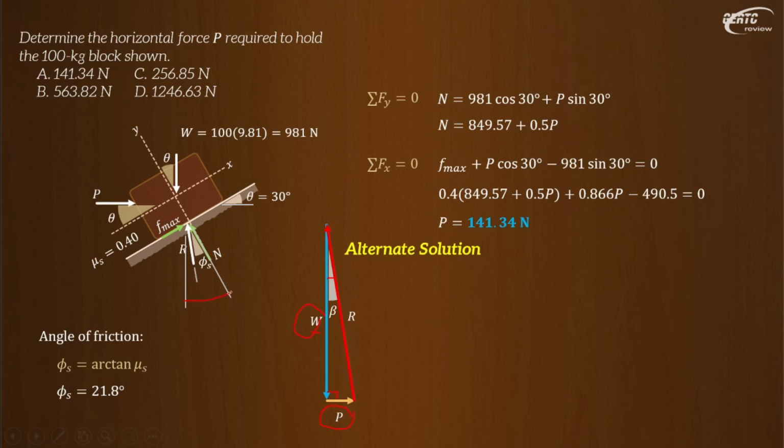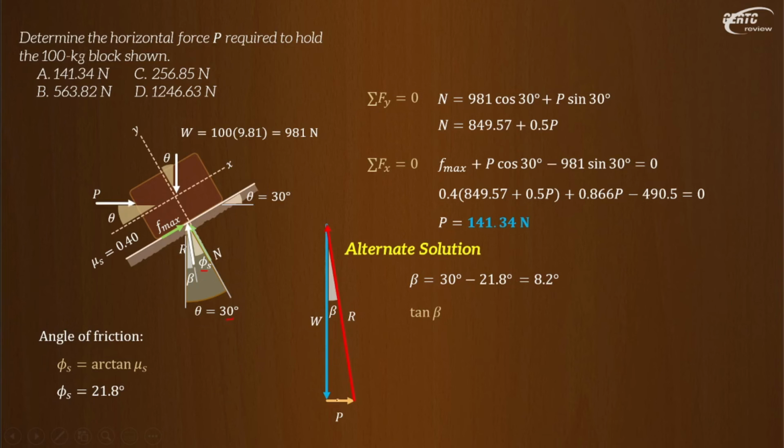This angle here is your 30 degrees, theta. This is the angle of friction. The angle of friction is always from the normal to the reaction. So this is the angle beta, the angle of R from the vertical. From this figure, beta is equal to 30 degrees minus phi, 30 degrees minus 21.8, so that's 8.2 degrees. So we have now the value of angle beta.